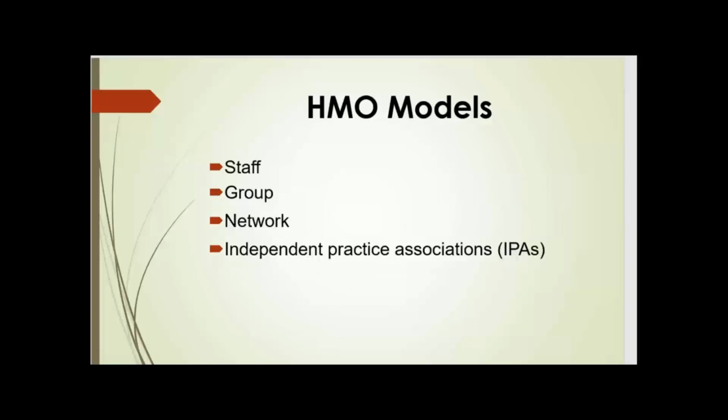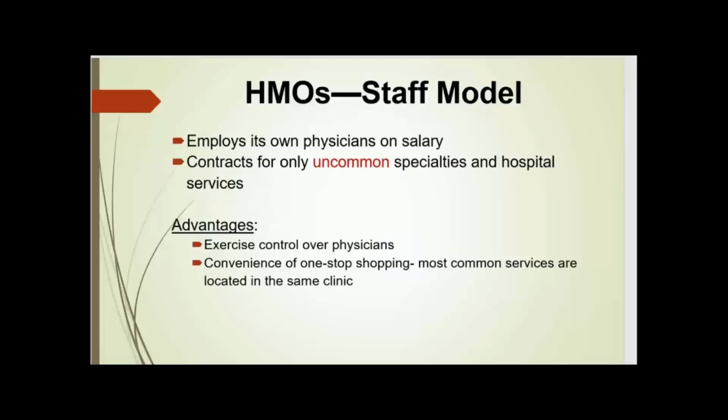The 4 main models for HMOs are the staff model, group model, network model, and the independent practice association model, or IPA. A staff model employs its own salaried physicians. So I'm going to jump to the next slide since we're speaking about the staff model. Let me repeat that: a staff model HMO employs its own salaried physicians.